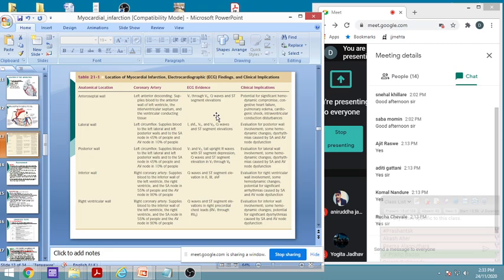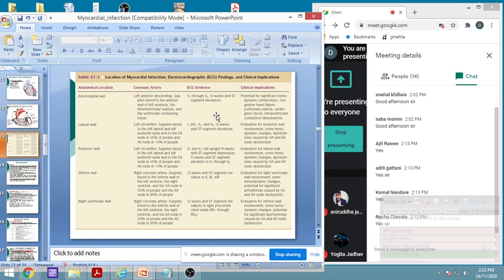Then evaluation of posterior wall involvement has to be checked. It can make some hemodynamic changes, and it will cause dysrhythmias because of SA or AV node dysfunction. Dysrhythmias means it can be either tachyarrhythmias or bradyarrhythmias.